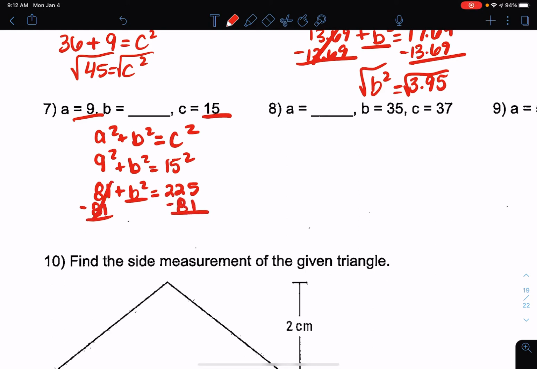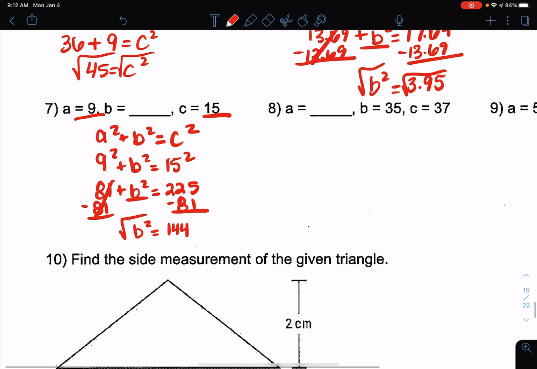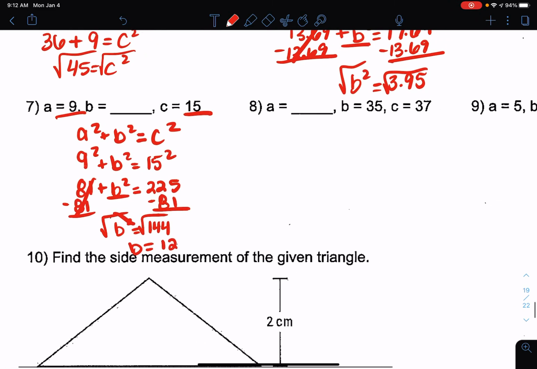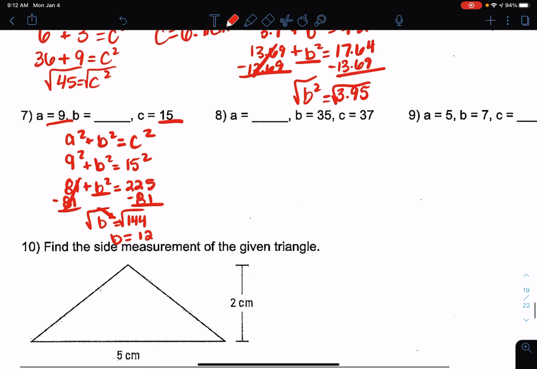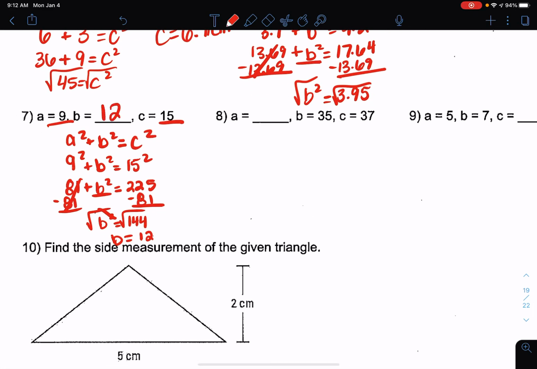I have to get b squared by itself, so I'm going to subtract 81 on both sides. Cancels out on the left side, leaving me with just b squared. And 225 minus 81 is going to equal 144. B is still not by itself, so square root both sides to cancel out that squared. And b is equal to 12. Now there's no unit we can use for this. It's not given to us, so you can just leave it as 12.